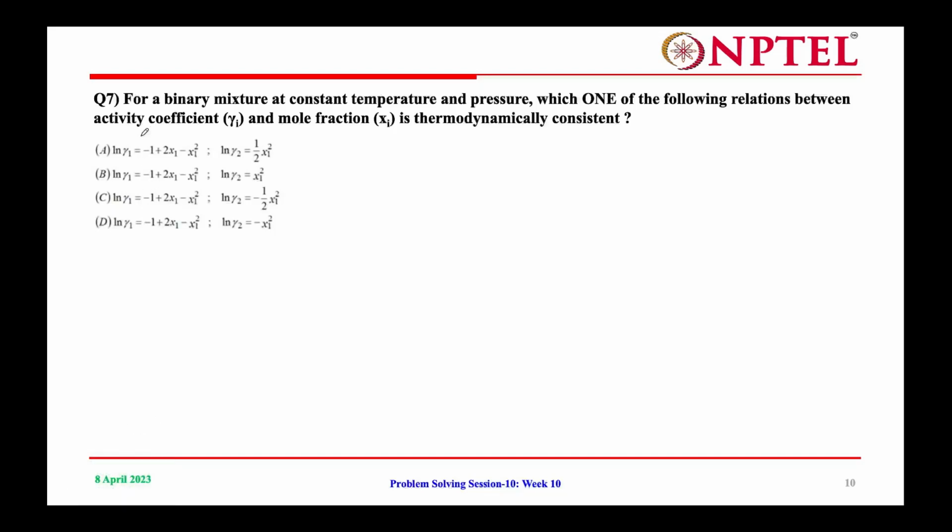Question number 7. For a binary mixture at a constant temperature and pressure, which one of the following relations between the activity coefficient gamma 1 and mole fraction is thermodynamically consistent? Right. So to check the thermodynamic consistency, we use the Gibbs-Duhem equation, which gives x1 d ln gamma 1 plus x2 d ln gamma 2 equal to 0.